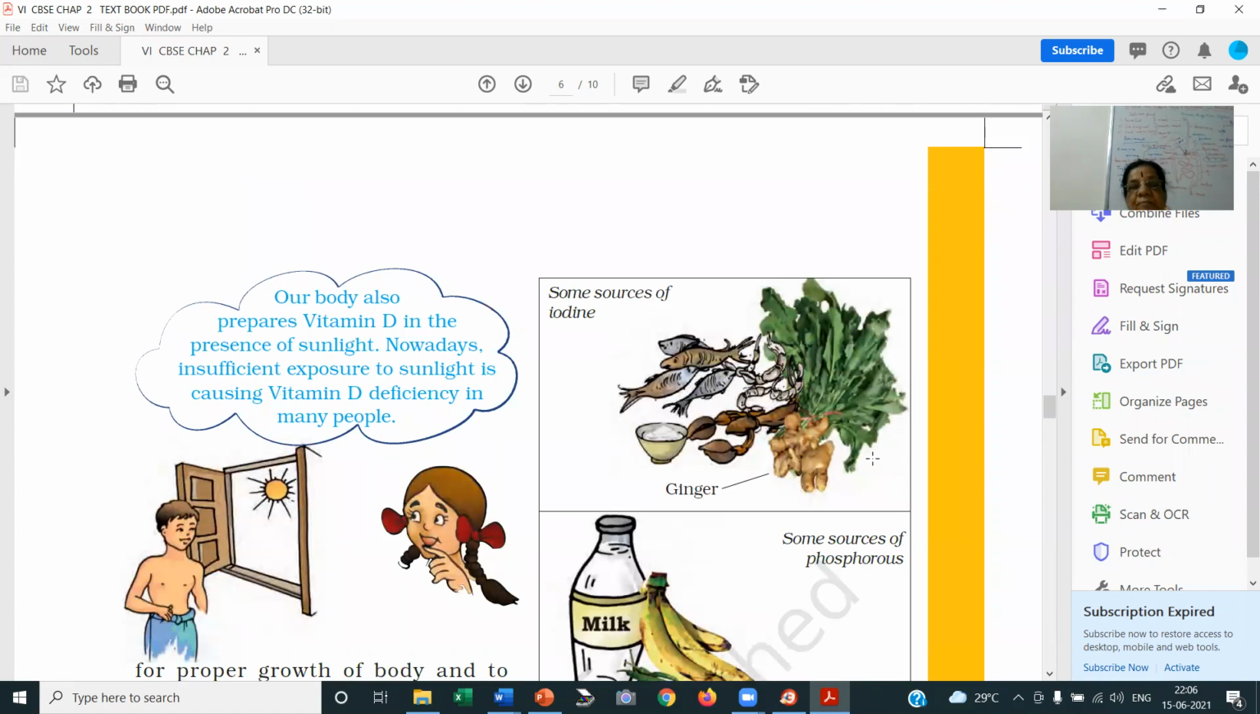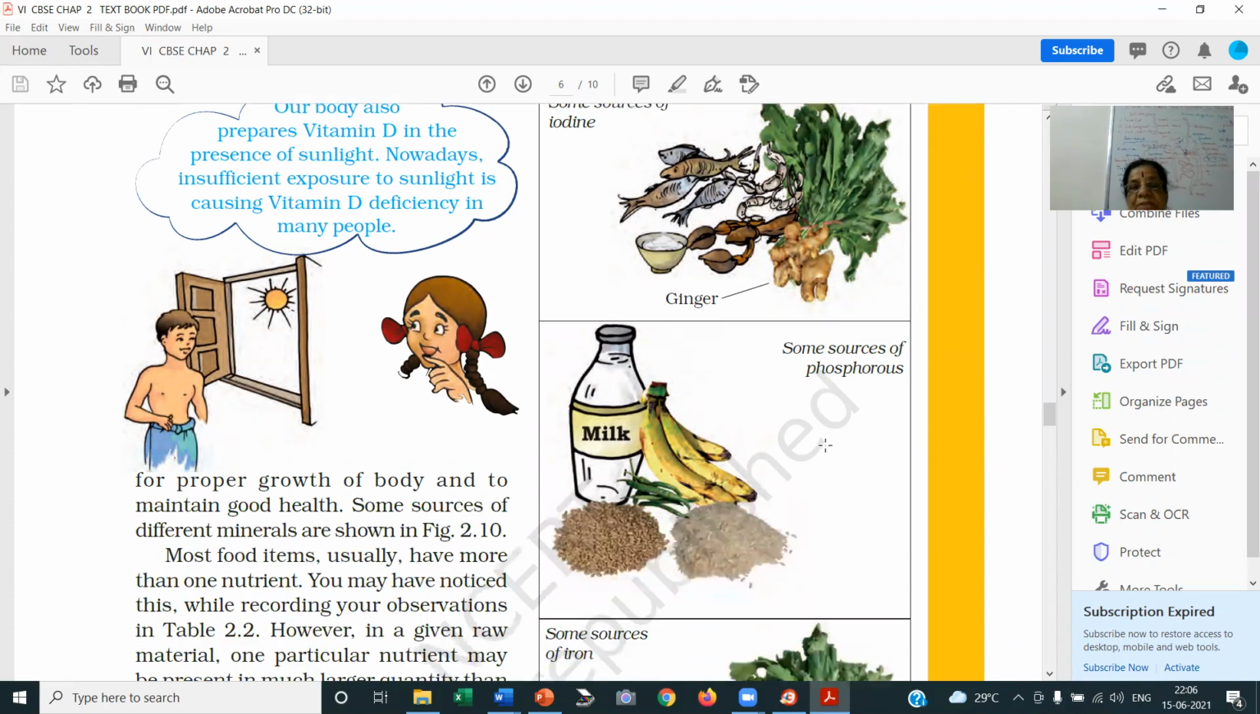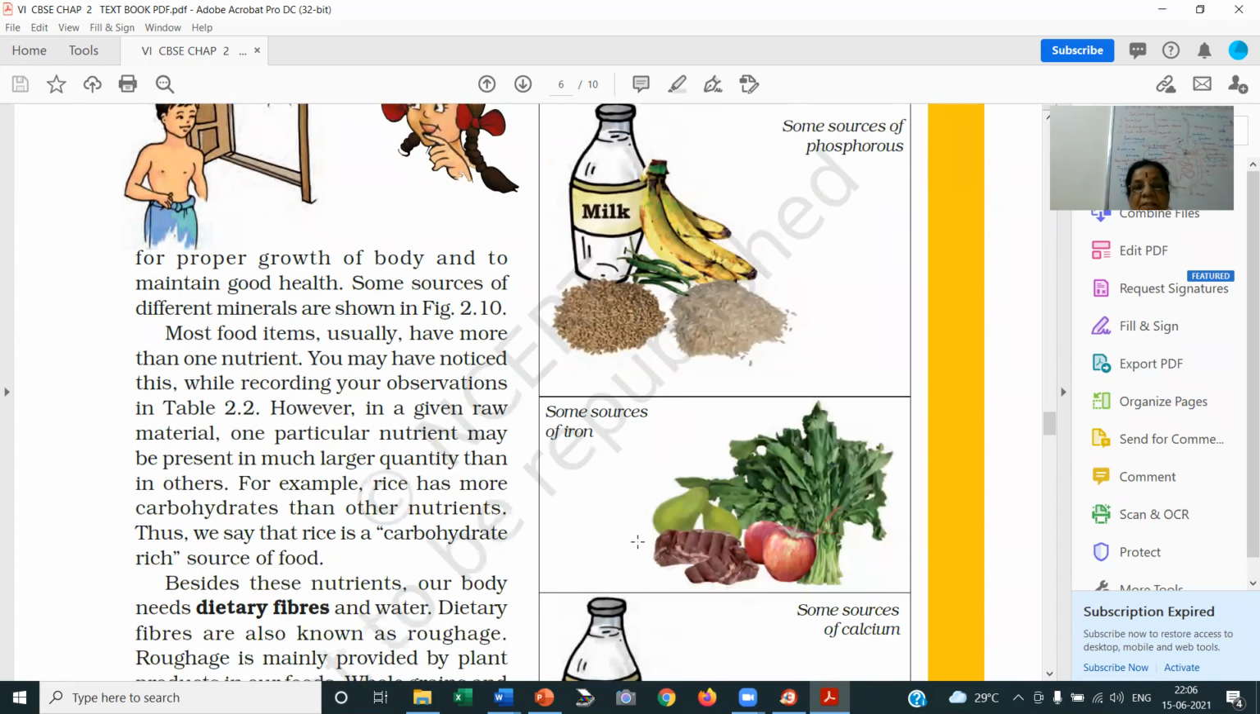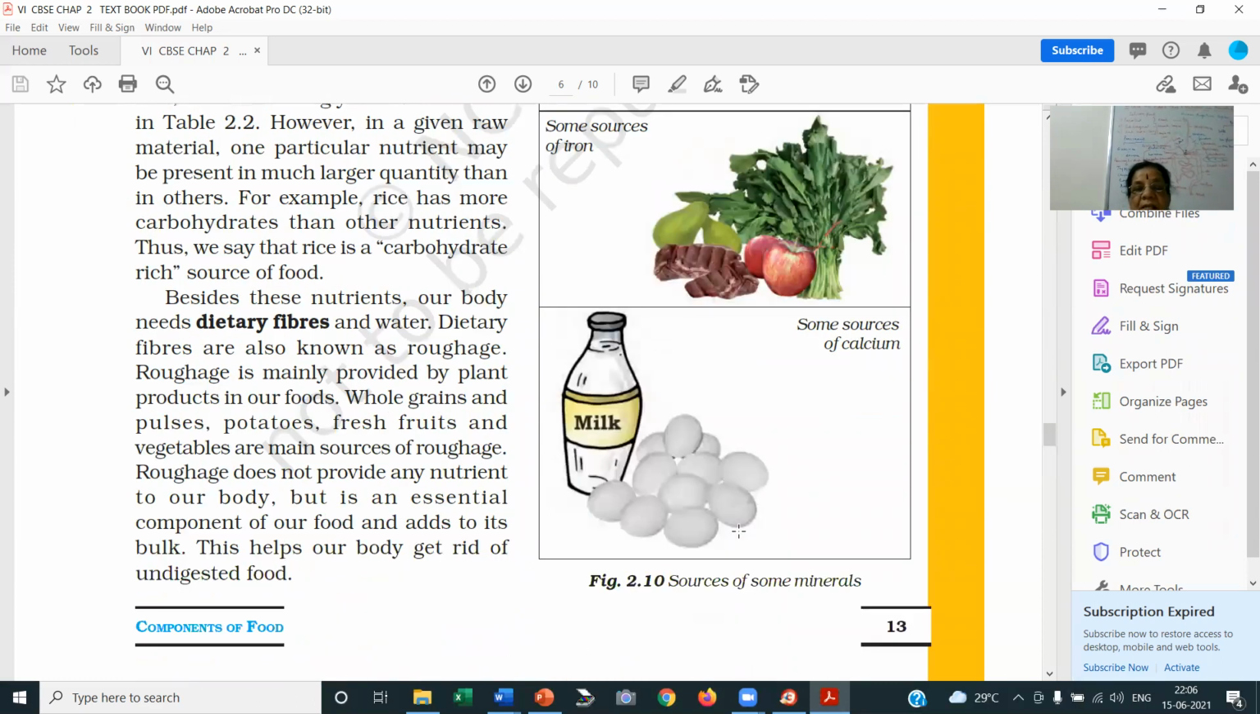I hope you understand. Then iodine sources are fish, mint, ginger and so on. Sources of phosphorus are milk, banana, chili, and some grapes. Okay. Then iron: apple, green leaves, and meat. Right, okay. Calcium: milk, egg.